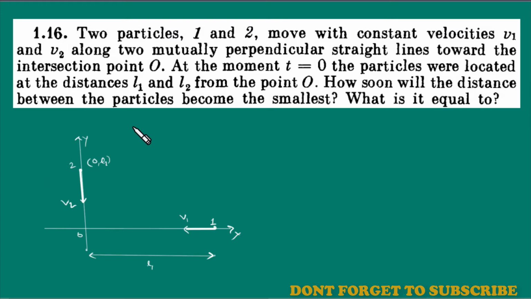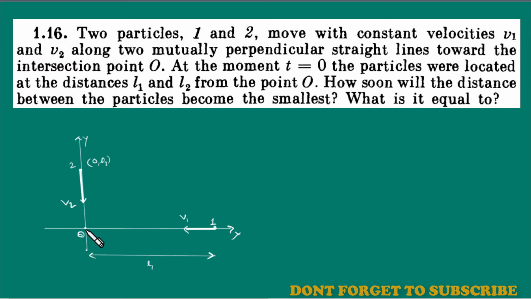Now, how soon does the distance between the particles become smallest, and what is it equal to? So we want the smallest possible distance between these two particles. Obviously their paths coincide at O, but it doesn't mean they will meet at O. Actually they may never meet, and if they are supposed to meet, they will meet at point O only. The problem is they will not both reach O at the same time. So how can we solve this question?